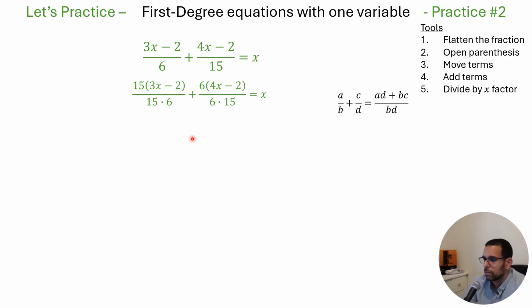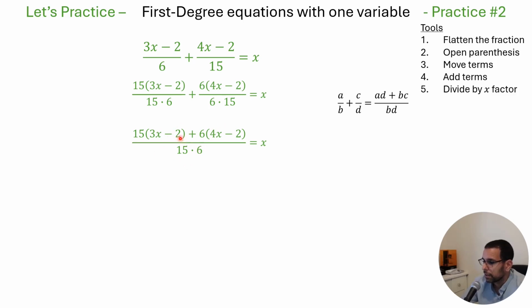Okay, so I have 15 divided by 15, which is 1, multiplied by the fraction that I had, 3x over 2 divided by 6. And right here I have a 6 divided by 6, which is 1, multiplied by 4x minus 2 over 15, which is what I had before. Now I have the same denominator on both, and I can add them up. Now I have only one fraction to deal with.